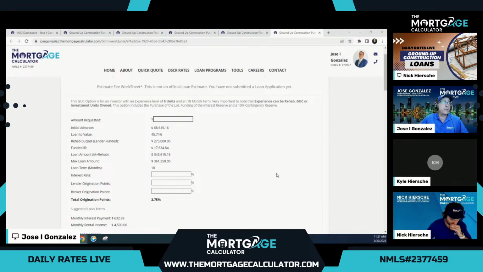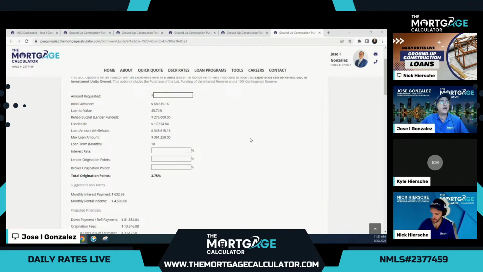Then to break it down here, you see that they're lending the borrower 45.74% of the after repaired value. Keep in mind, this also includes the purchase of the lot, which doesn't mean that you have to own the lot already. If you own the lot already, then we would be doing this as a refinance. It would be different because now you're contributing equity when it's a refi. In this case, the more common scenario is a purchase, so that's how we're doing it. So we're including the purchase of the lot.